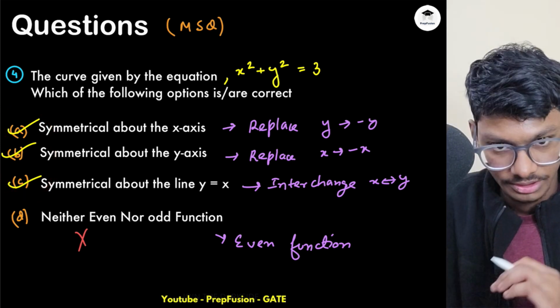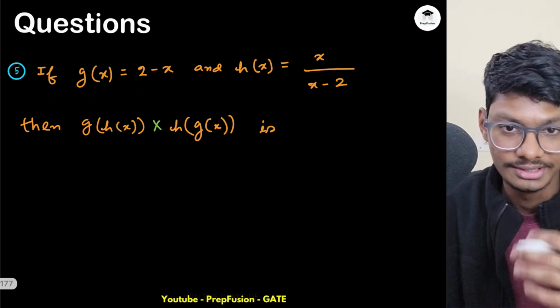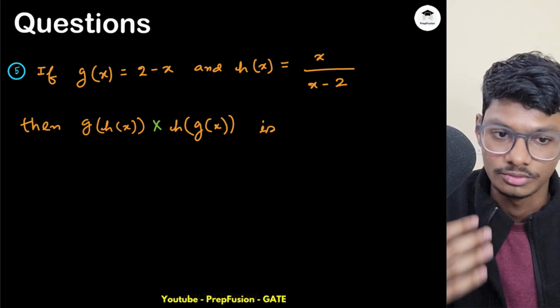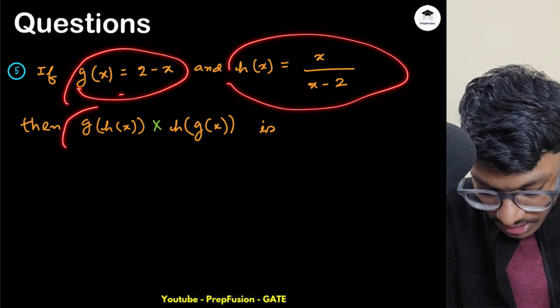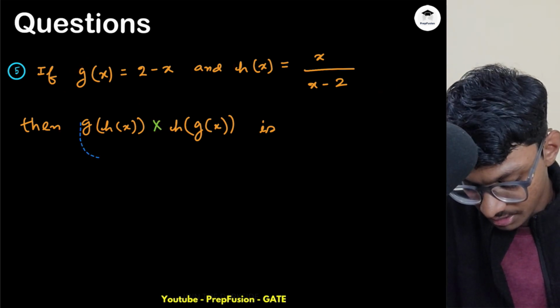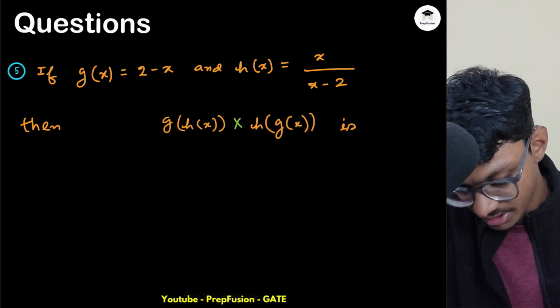Okay, so let's go to the next question. The next question is again interesting. It is a question of composite functions, right? So here g of x is given and h of x is given. We have to find g of x into h of x, which is simply a new function. Let's name this new function u of x.